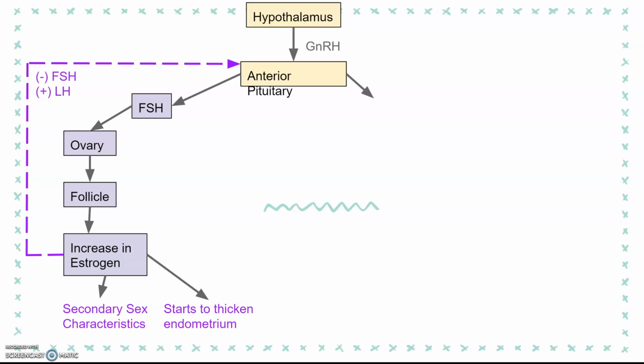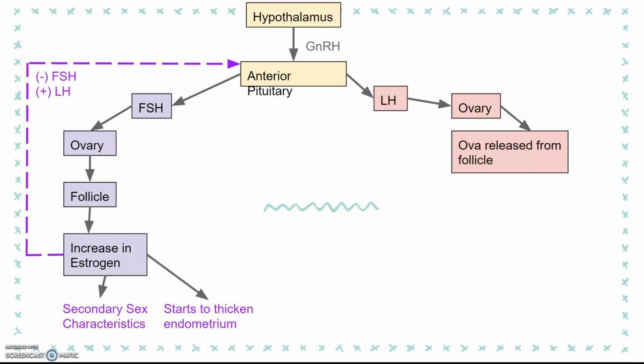So here's our LH on the other side, and you will now notice colors have changed. Again, you might want to do that. So LH, or the luteinizing hormone, is going to target the ovary as well. Both of these are coming from the anterior pituitary. FSH is coming earlier on in the cycle, and LH is coming later on. The reason LH is targeting the ovary is because we want to have ovulation, or the ova released from the follicle.